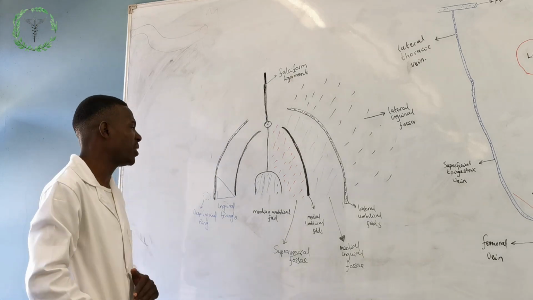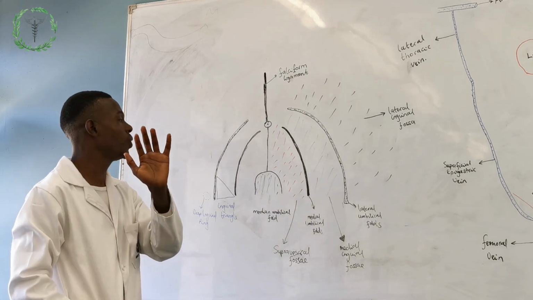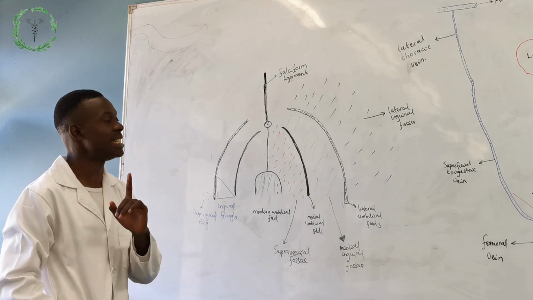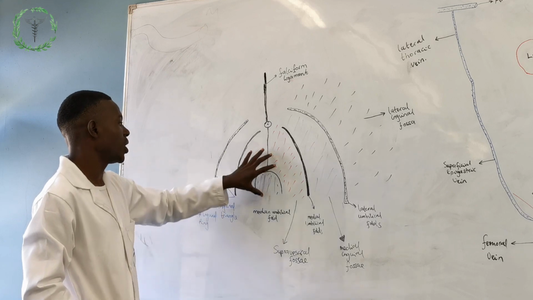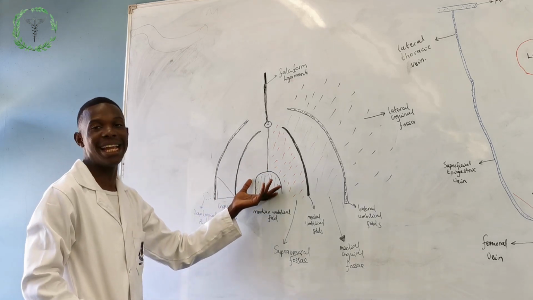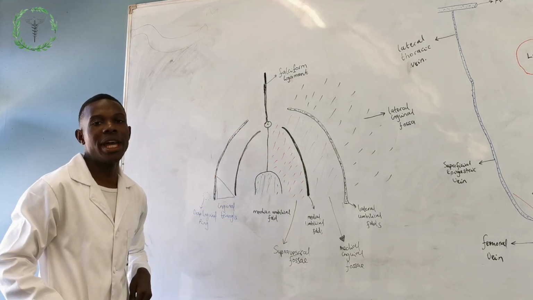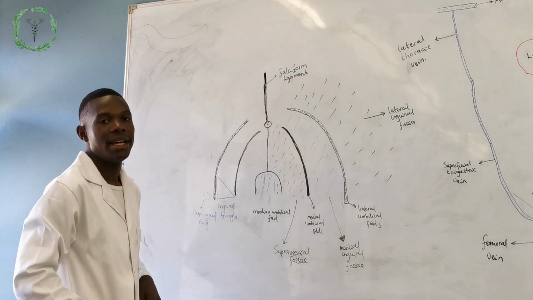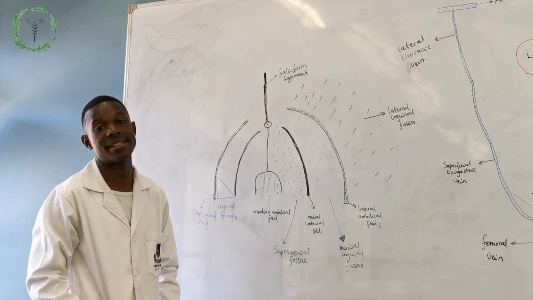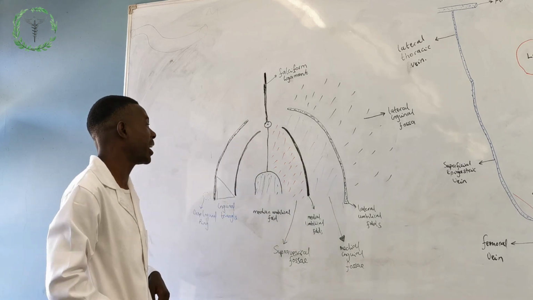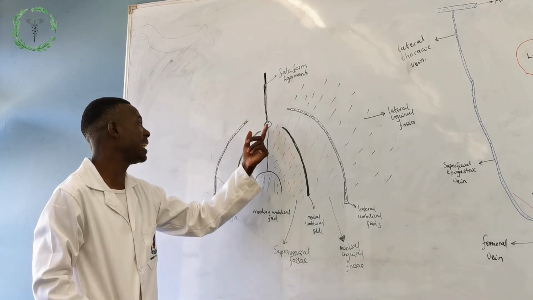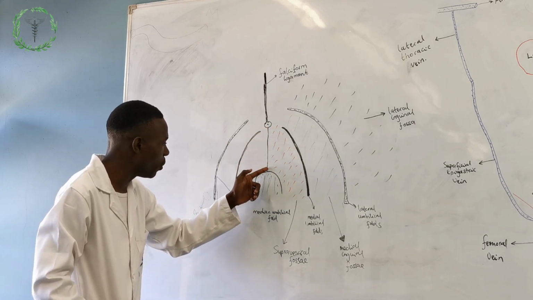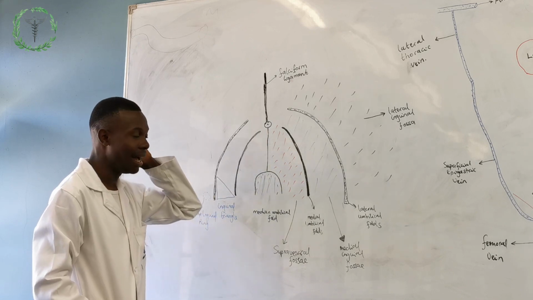In the infra-umbilical region, we have 5 folds: 1, 2, 3, 4, 5. We have 2 lateral, 2 medial, and 1 median. I'll start with the median. This is the bladder, and this is the umbilicus. Embryologically, there is a connection between the apex of the bladder and the umbilicus that we call the urachus. The remnant of this urachus is called the median umbilical ligament. It's the one that forms this fold.